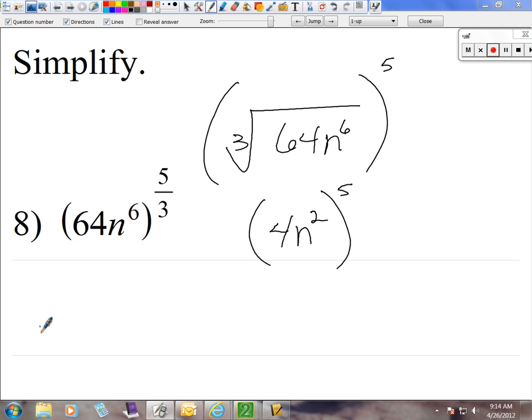Remember I told you that this has its own exponent. This is the power to the power. What do we do with exponents when you have a power to the power? Multiply. That's your exponential property or law. So this is really the same as 4 to the 5th n to the what? 10th. Now you need to figure out 4 to the 5th. 1024? N to the 10th, yes. There it is. Anybody get that before I got there?